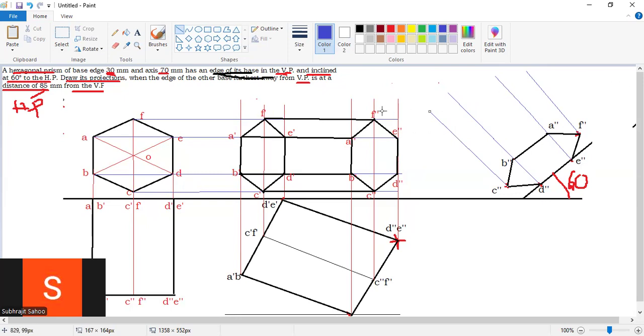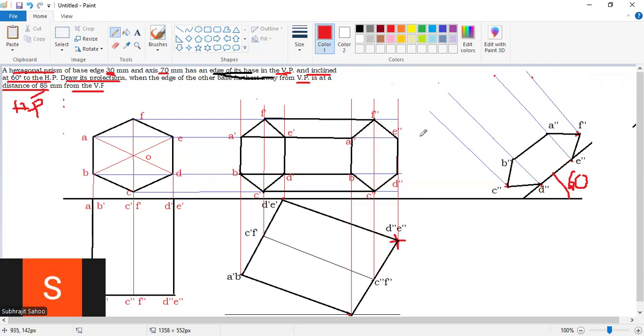What will you do, sir? F double dash to F, you measure by compass. You mark here. F double dash to F, measure and mark here. A double dash to A dash, measure. A double dash to A dash, measure and mark here.